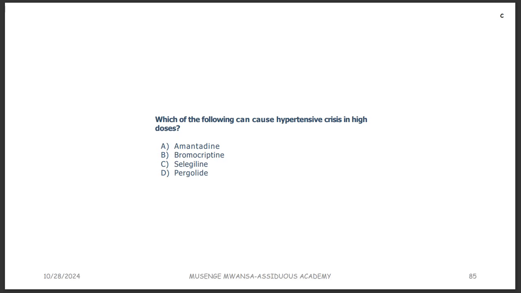Which of the following can cause hypertensive crisis in high doses? Remember, hypertensive crisis, also known as a serotonin syndrome, can be caused by MAO-B inhibitors. So, which one is a MAO-B inhibitor? Amantadine, bromocriptine, selegiline, pergolide. C. Thank you so much. Yes.